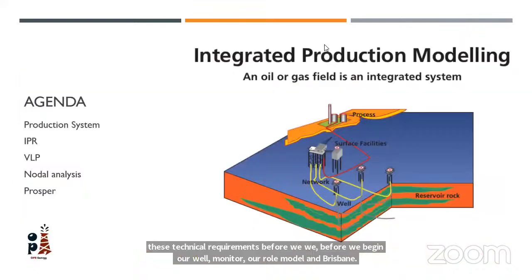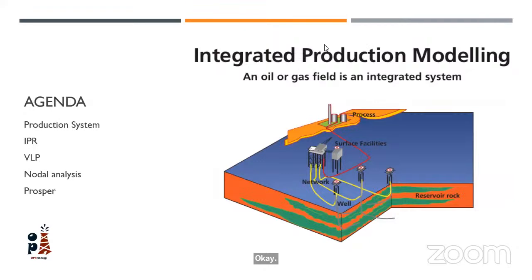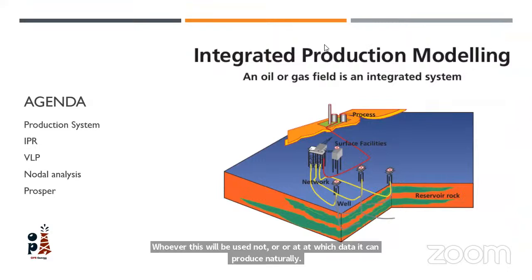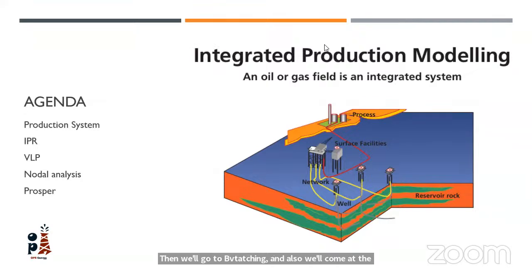Okay, so let's start with our agenda today. We'll introduce the concept of production system, the concept of inflow performance relationship, and vertical lift performance. What is meant by nodal analysis, and continue to our Prosper model. We'll begin with how to build our well model, check whether this well can produce naturally or at which rate it can produce naturally. Then we'll go to PVT matching, and also at the end consider whether we need an artificial lift system or not in this well model.